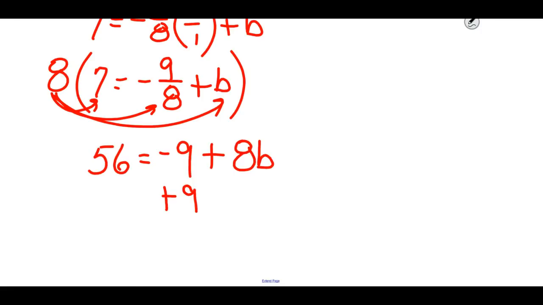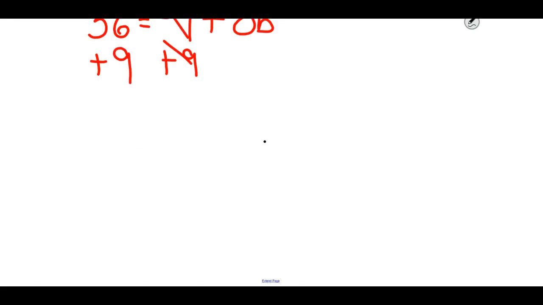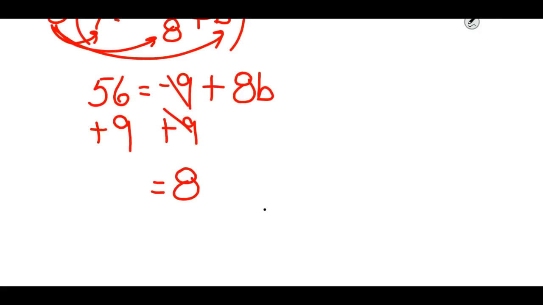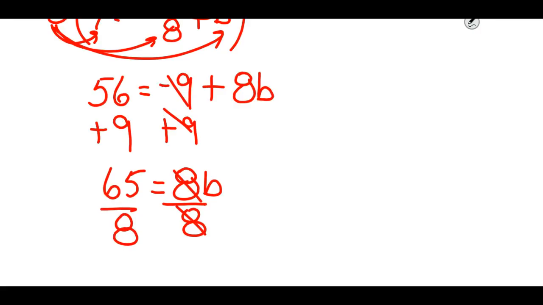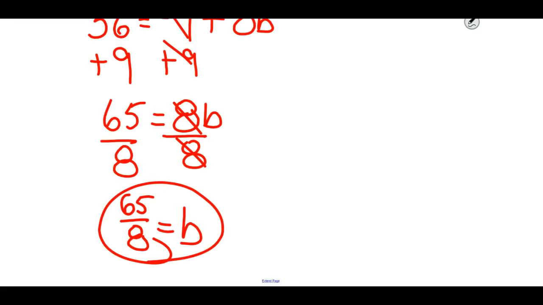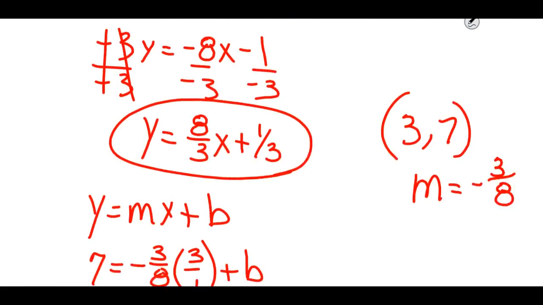So I have a positive 9 that gives me 8b. So I'm going to add here, that's going to be 65. I'm going to divide by 8. And my b equals 65 over 8. I'm not going to simplify it, not going to put it back into y equals mx plus b.